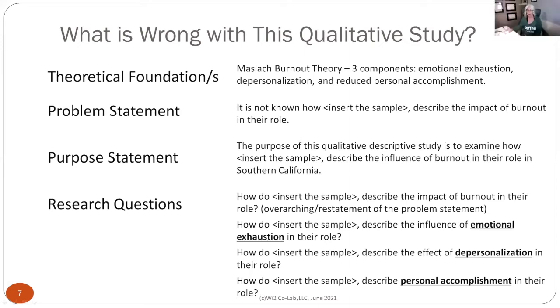Right off the bat, impact language. Are we looking at quant or qual? Because it says qual. So the first thing is impact. Yep, good catch. How does that translate then into the purpose statement? Influence of burnout in the role. So we're using the word influence.